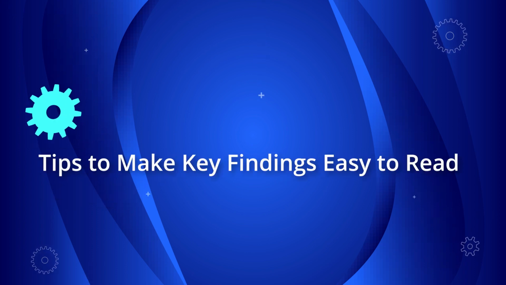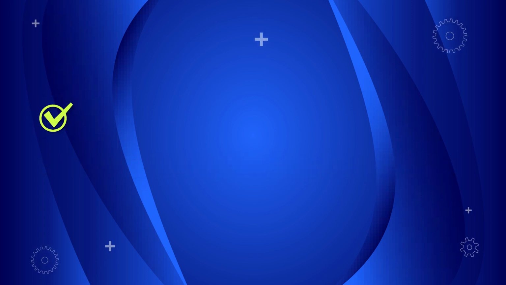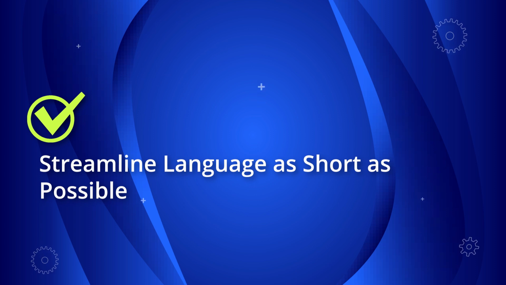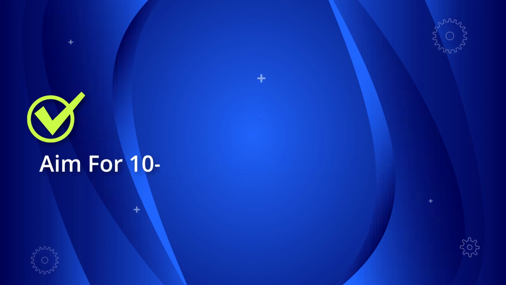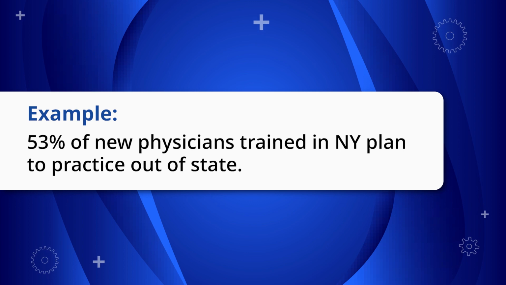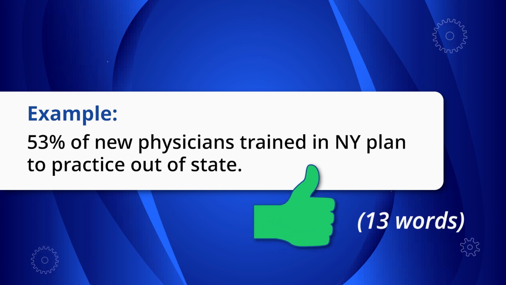Here are some tips on how to make your key findings easy to read. Make sure to streamline language as short as possible. A finding from your report does not need to be a paragraph. Keep it short and to the point. Aim for 10 to 20 words. Here's a good example. 53% of new physicians trained in New York plan to practice out of state.